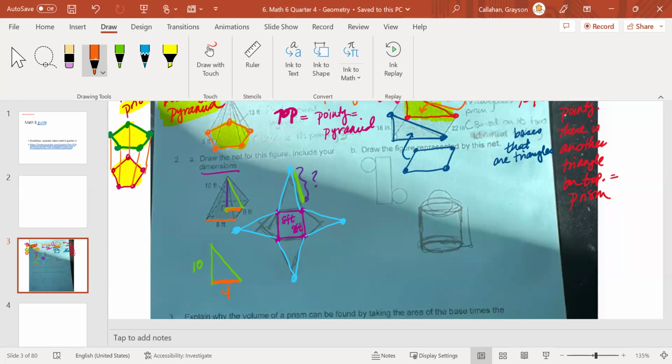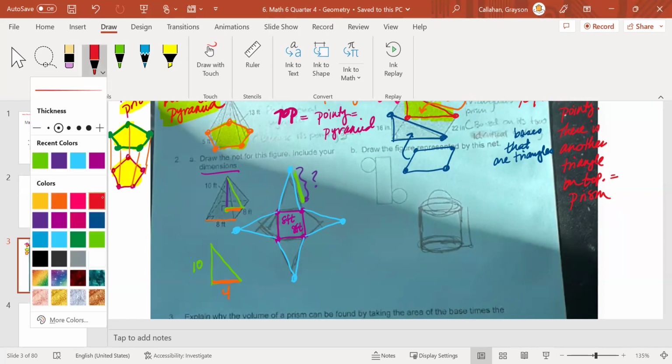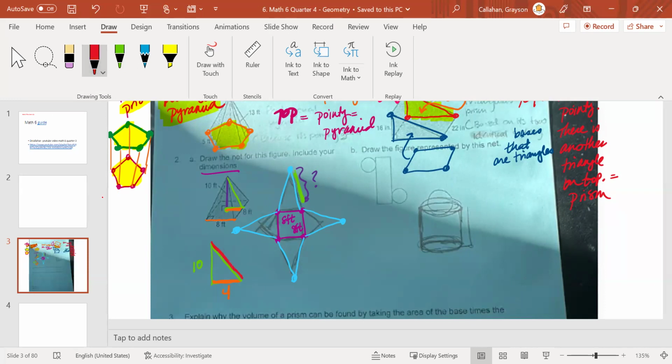So then this side right here, the slant right here, which is this red piece. Do you see this red piece right here? That red piece is this piece right here, okay? So you gotta use the Pythagorean theorem to find that piece. So what you're gonna do is 100 plus 16 equals, we're just gonna put this as c squared. So the square root of 116 equals c.